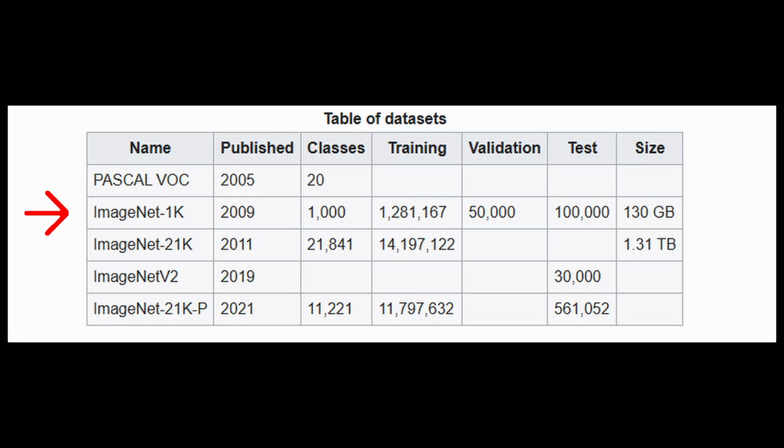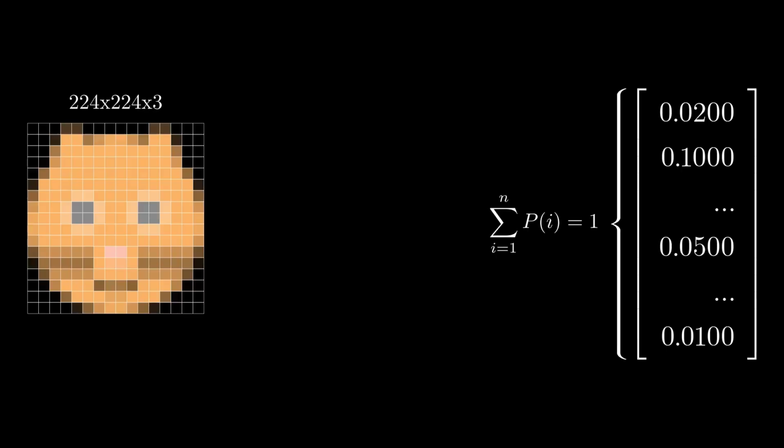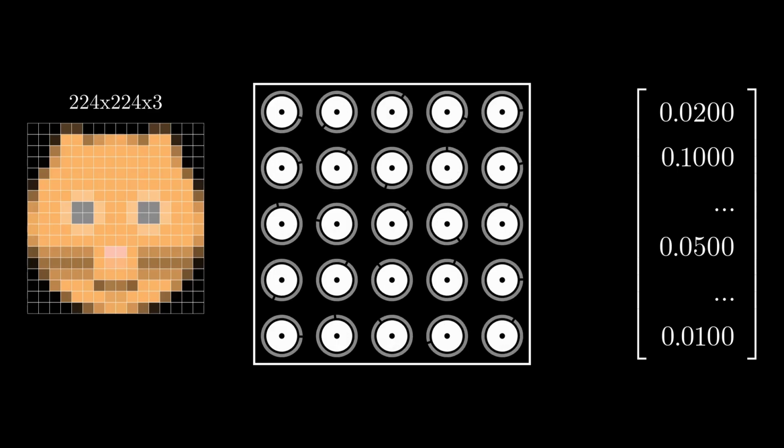VGG11 was trained on the ImageNet dataset, which contains over 1 million labeled images across 1000 categories. The model itself contains a ton of parameters or weights. You can think of these weights as tiny adjustable knobs. During training, these knobs are tuned so the model predicts the correct category for an image.